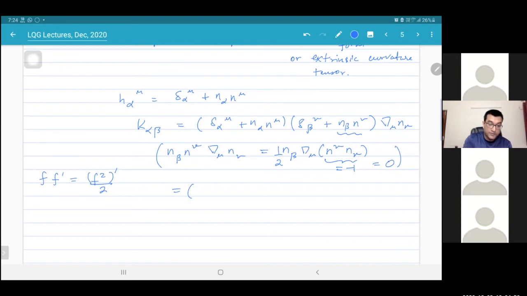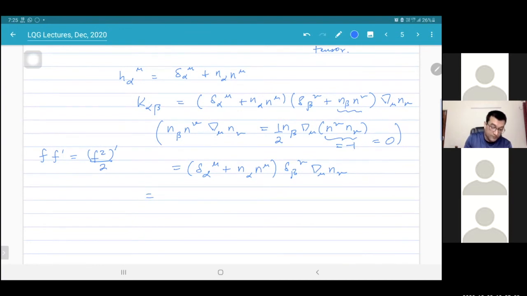So then we are left with δ^α_μ n^α n_μ times δ^β_ν ∇^μ n^ν. Okay. Then, if you just look at all the deltas and so on, you get ∇^α n^β plus n^α n^μ ∇_μ n^β, right? This is the expression we end up for the extrinsic curvature.